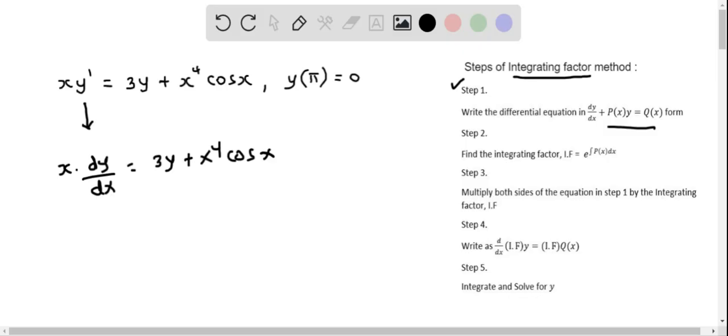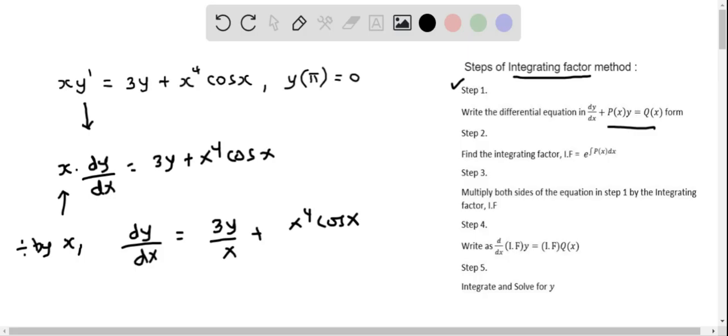And since we have to write down in dy by dx form, we should not have this x, which means we can divide both sides by this quantity x. So first I divide by x. I will then have dy by dx equals, I have to divide the terms on the right side by x. So therefore this becomes 3y over x plus x power 4 cos x over x. We can cancel this x power 4 with x as x cubed. So this is equal to 3y by x plus x cube cos x.